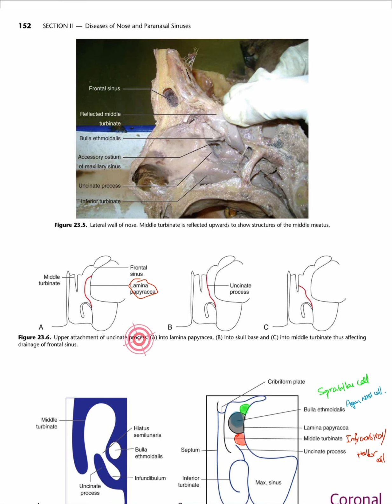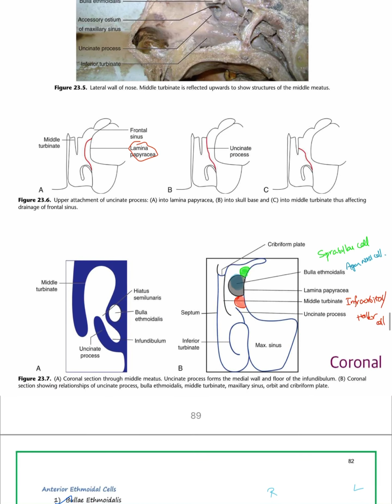This uncinate process can attach anywhere, like the lamina papyracea, the skull base, or the middle turbinate itself, affecting the drainage of the frontal sinus. As you can see in the clear view, the middle turbinate, the uncinate process, and the bulla ethmoidalis. This is the infundibulum, that is the opening for this. This very narrow part is the hiatus semilunaris.